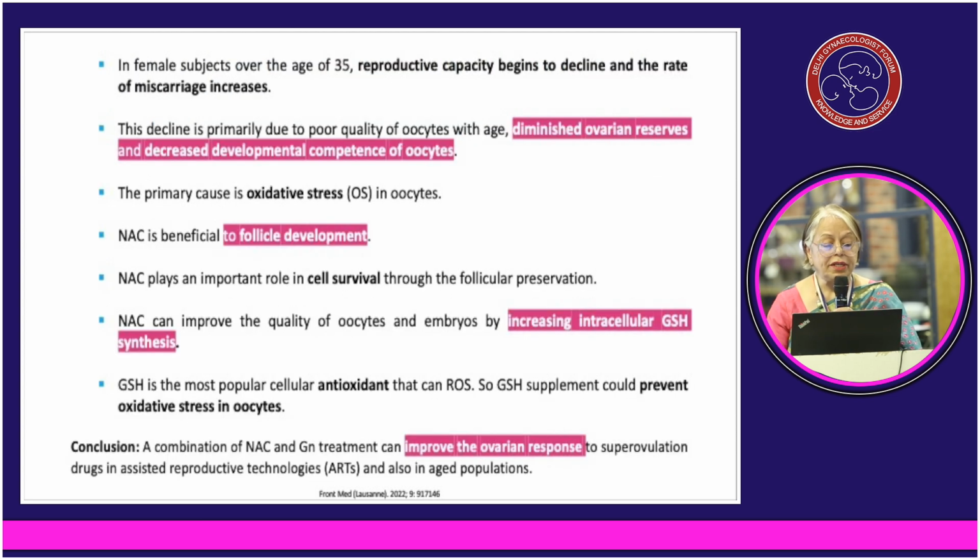So in women over 35, we know very well that the ovarian reserve declines and the rate of miscarriage increases. This is due to the poor quality of the oocytes, diminished ovarian reserve, and also because of the decreased developmental competence of the oocytes. NAC or N-acetylcysteine is beneficial for follicle development, with an important role in cell survival. All in all, it improves the ovarian response.